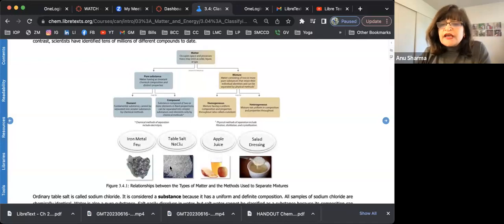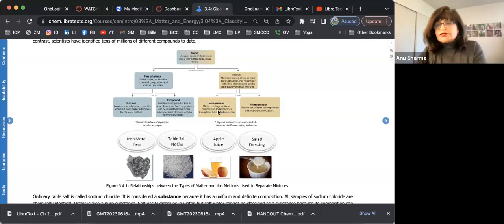Now, wherever you pick up table salt from, it is still going to have the same properties. That won't change. Next is the mixture. Mixtures, as the name says, are impure. Impure means a mixture of 2 or more substances.